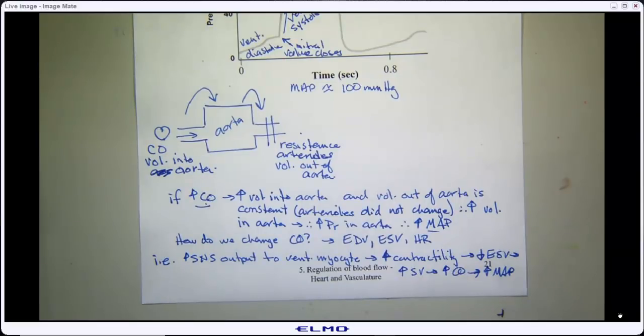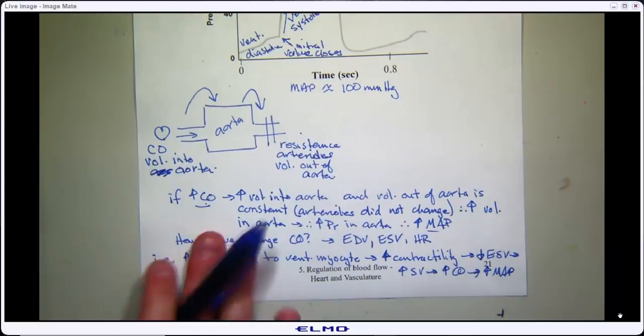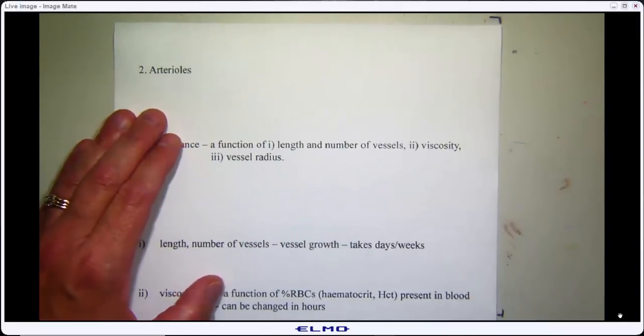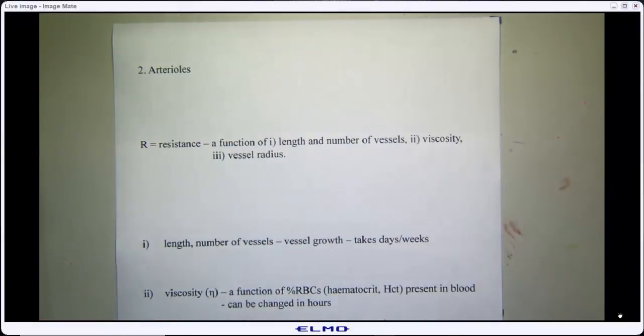Any thoughts on the aorta? Gotta have a question for me somewhere? We're good? Okay. We will return to that over and over and over again. That's not the last time you've seen that argument. Okay, let's head on to the next compartment. Those arterioles, so these are downstream of the aorta and the arteries. Okay, these resistance arterioles.